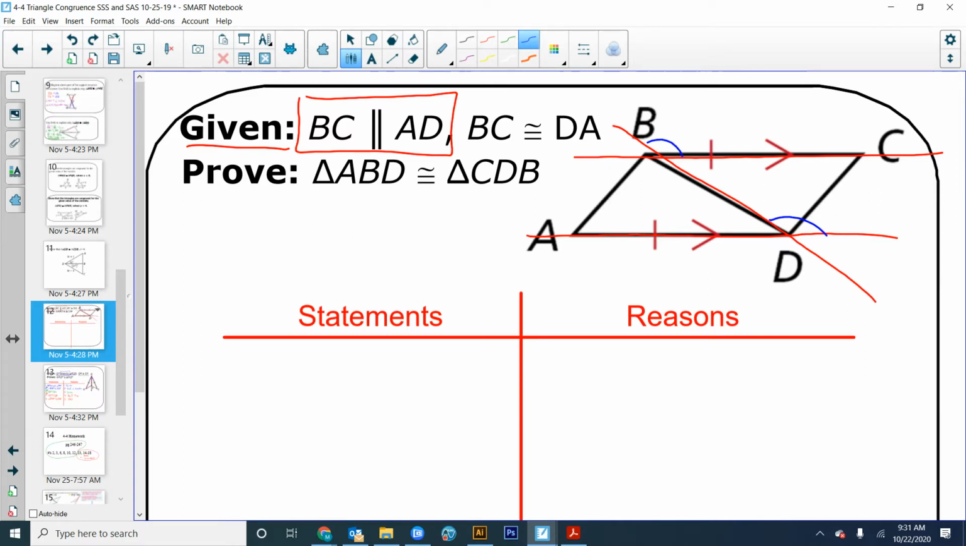Okay, what else do we know about parallel lines? What other kind of angles are congruent? Well, aren't alternate exterior angles congruent? Well, guess what? Not going to use alternate exterior. They're outside the triangle.